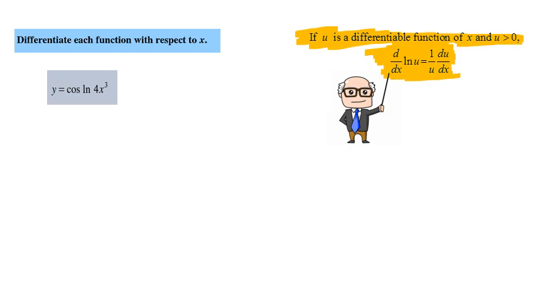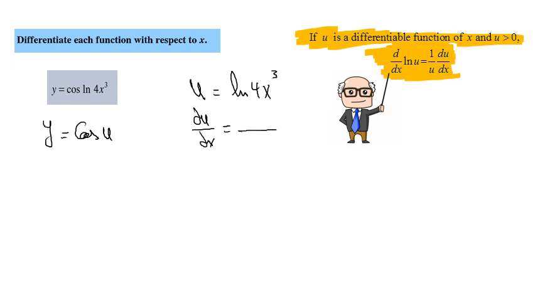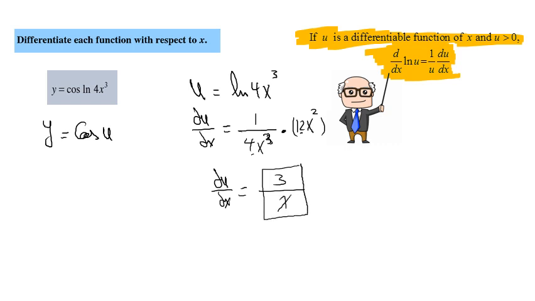So we are going to assume that this function is cosine u, so u is equal to ln 4x to the power of 3. So du by dx is equal to 1 divided by the function multiplied by the derivative of the function, which is 12x to the power of 2. 3 multiplied by 4 is 12. Subtracting 1 from the exponent gives x power 2. So du by dx is equal to 12 divided by 4, which is 3, and x squared divided by x power 3 is x. So it's 3 over x.